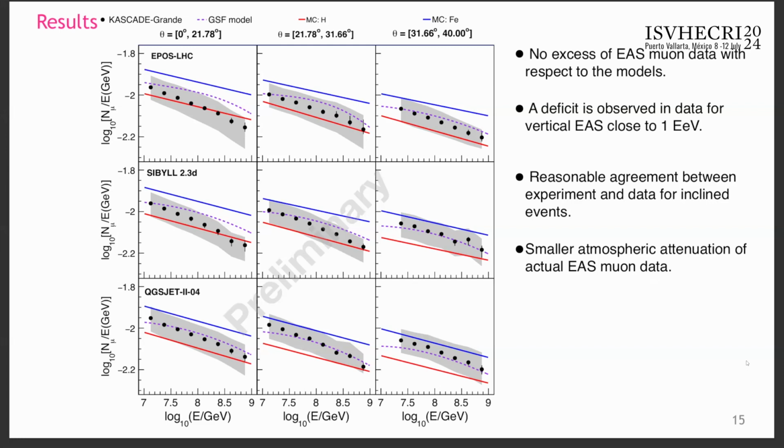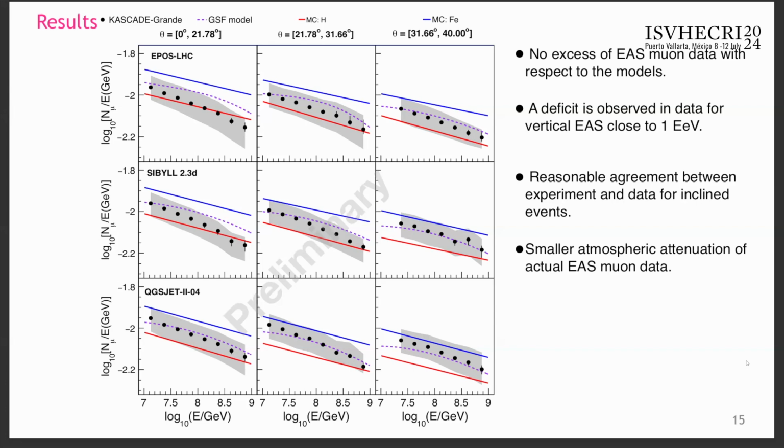First of all, the logarithm of the number of muons over the primary energy as a function of the logarithm of the primary energy. The first thing that we can see is that we cannot see a muon excess in the KASCADE-Grande muon data. We also observe that for the case of vertical air showers, very close to 10 to the 18 electron volts, the hadronic interaction models EPOS-LHC and Sibyll 2.3d seem to be overestimating our data.